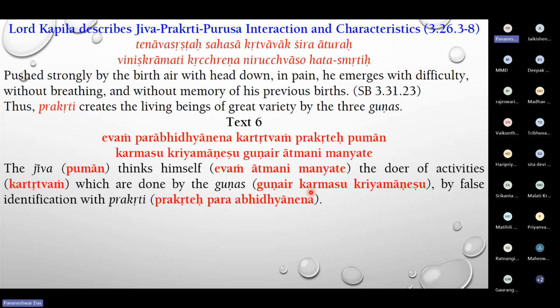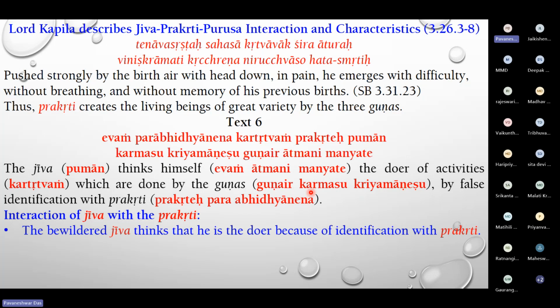All these activities are actually done by three gunas. But we say that I am the doer because I am identifying with the material body, which is made up of 24 elements, which are made up of three gunas of Prakriti. This is the problem we are in. This is all because of the bewilderment. Same verse: the bewildered Jiva thinks that he is the doer because of the identification with Prakriti. Because we say that I am the doer because I am identified with this body.